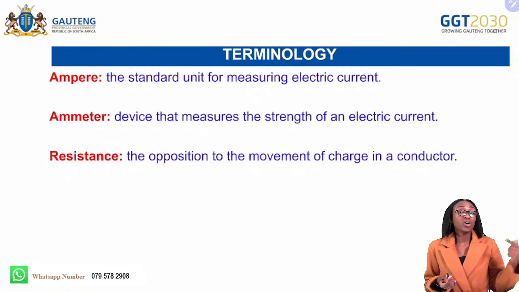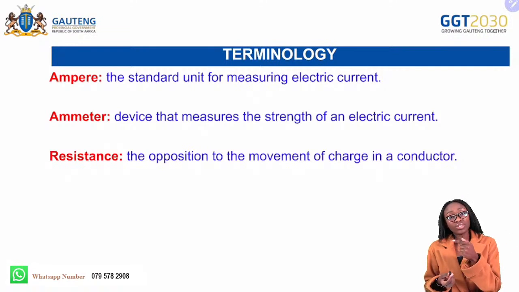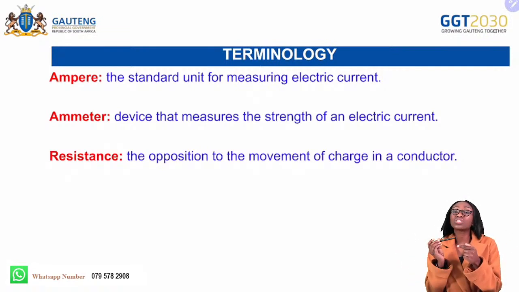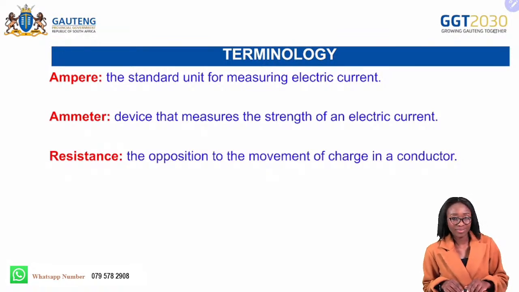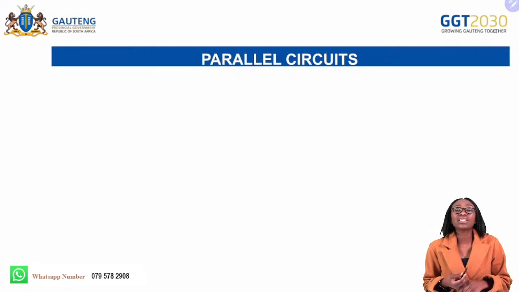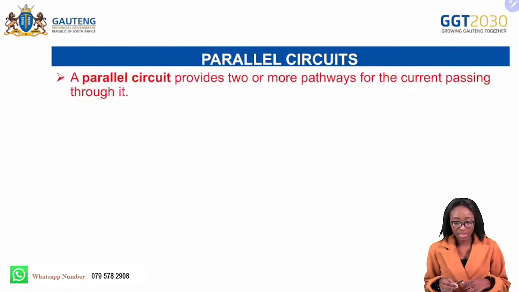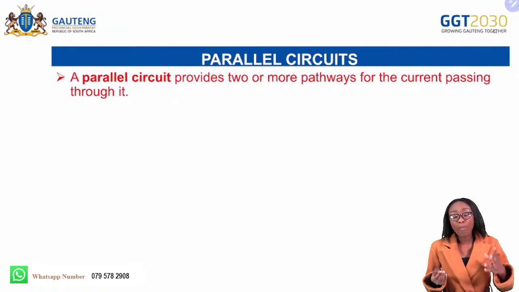So if charge is moving in that direction, resistance is going to move in an opposite direction to oppose the flow of current in a conductor. So now let's learn about parallel circuits. A parallel circuit provides two or more pathways for the current passing through it.